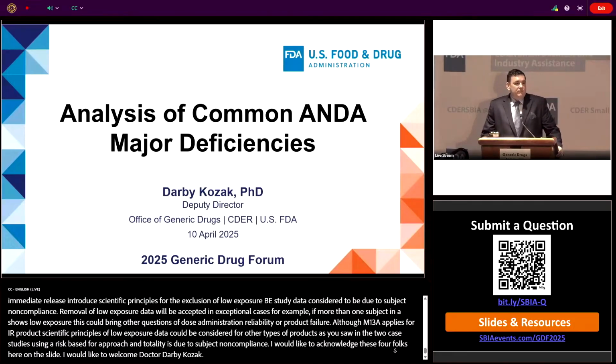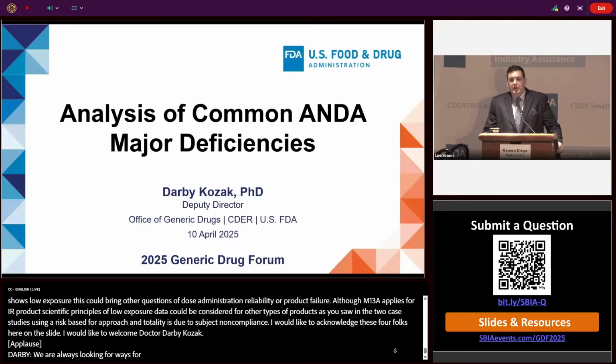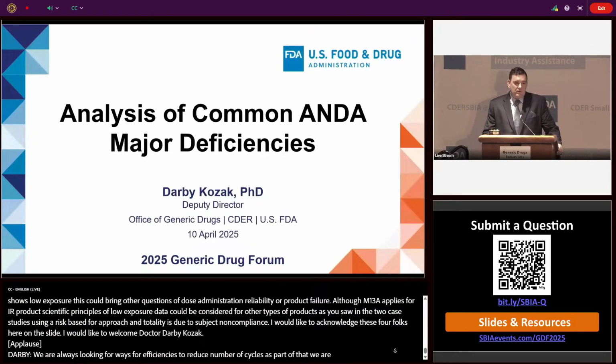We're always looking for ways to improve the efficiency of our review processes as well as the assessment cycles, to reduce the number of cycles before ANDA approval. As part of that, what we're looking for is gaps and current challenges to improve the ANDA submission quality.